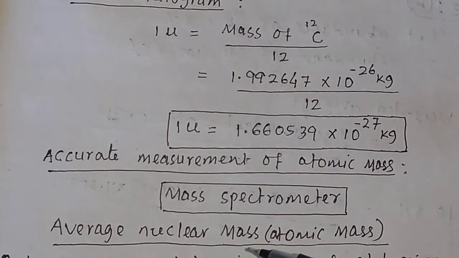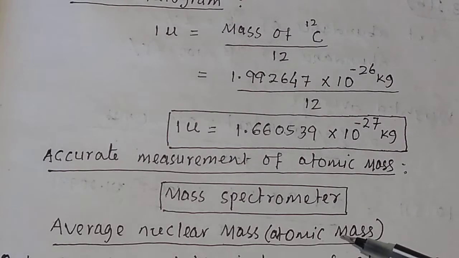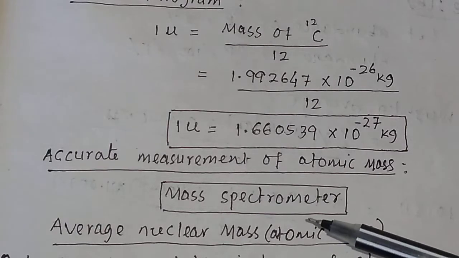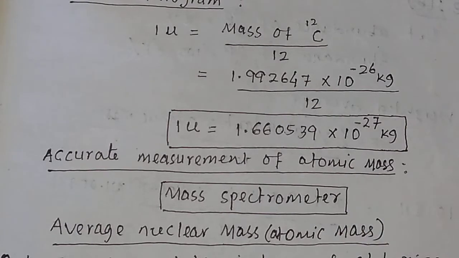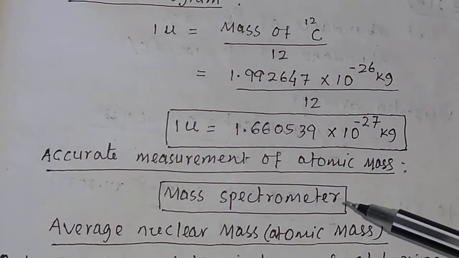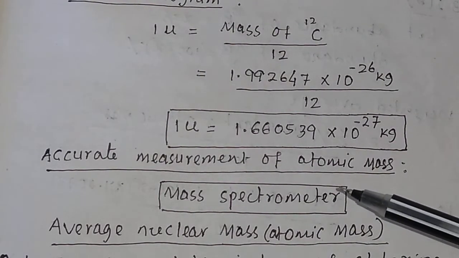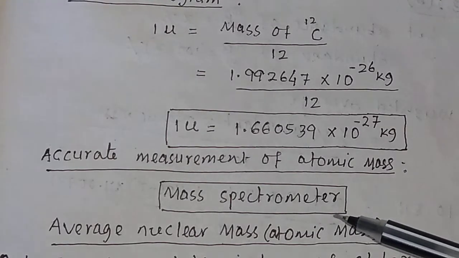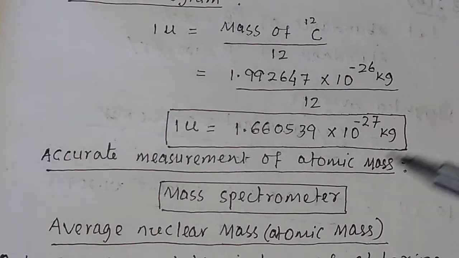Mostly we take average nuclear mass or average atomic mass. Why do we take the average? Because atoms in nature are found as isotopes. There are various isotopes of an atom. Isotopes means having the same atomic number but different atomic masses.